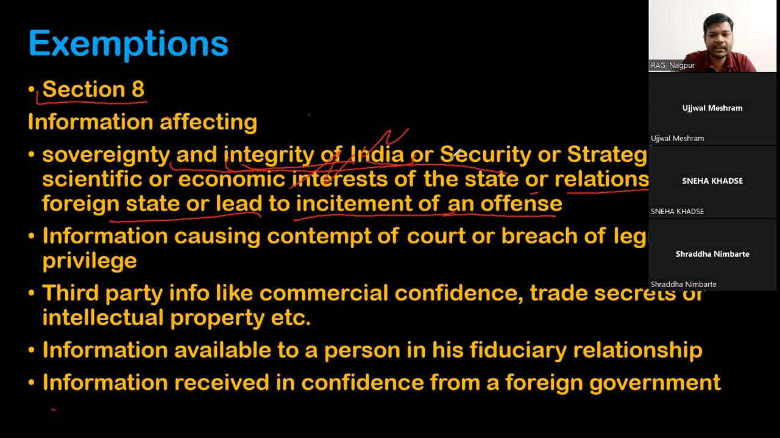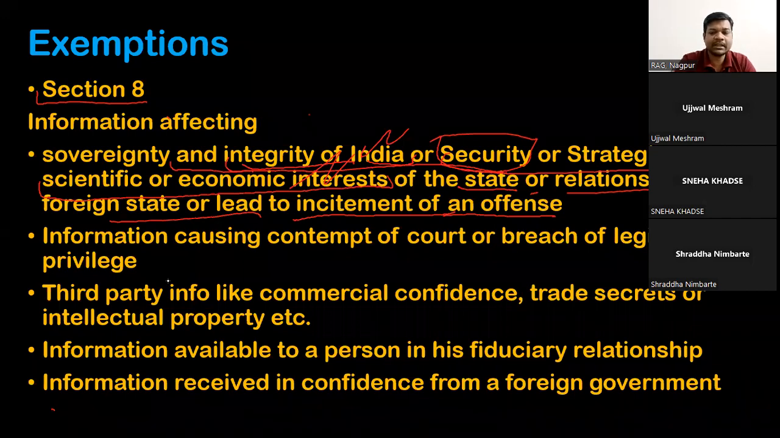So, integrity of India, the security or strategic, scientific, or economic interest of the state, right? You cannot ask the government why did you buy these Rafale planes from France, what is the price. This is under the security of India. Or why are you building the rockets in India? Why are you building the nuclear reactors in India? These kinds of information cannot be asked.